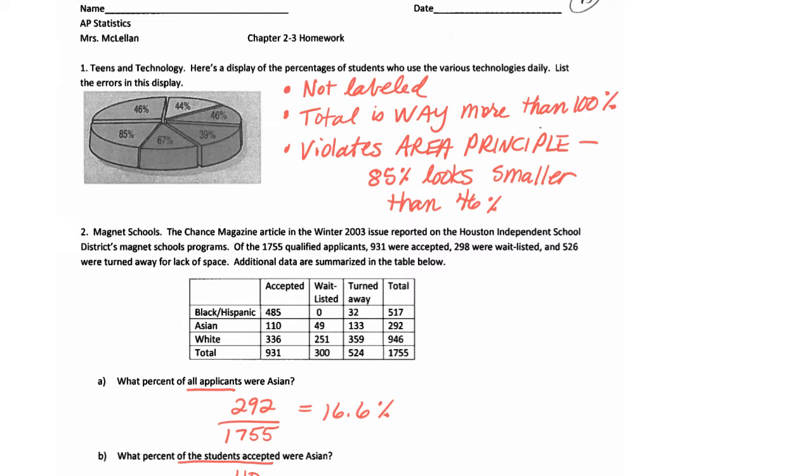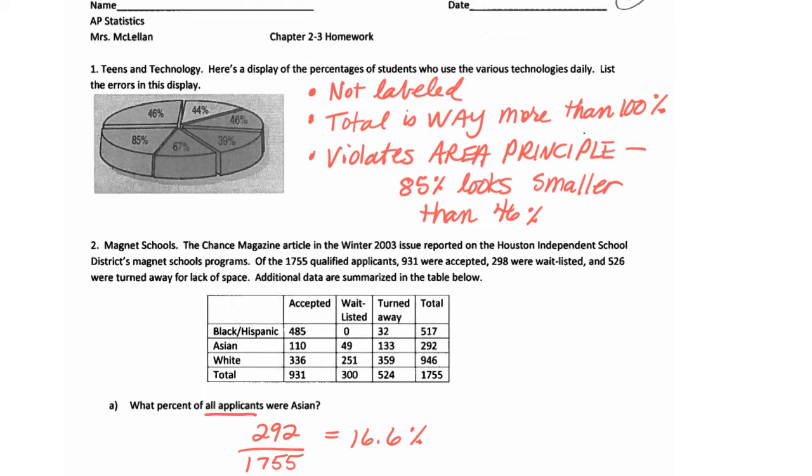All right, so we're going to start with this chapter 2 and 3 homework key. This first problem has some major problems with it. You may have seen something in addition to what I see here. But first of all, it's not labeled and we don't know what it's about. Then this is also definitely way more than 100%. It violates the area principle because we can see clearly that this 85% section looks even smaller than this 46% section. So we've got a lot of issues with that chart.